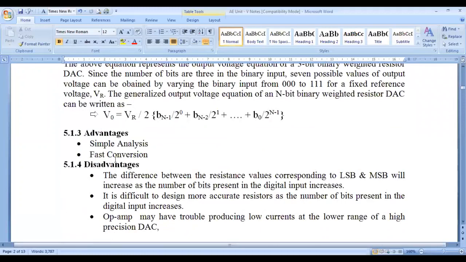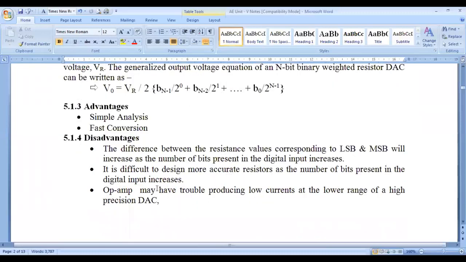Advantages of this method: very simple, fast conversion is available. Disadvantages: when I increase the number of bits in the digital input, the difference in the resistance values corresponding to LSB and MSB will increase. That means resistance values will not be uniform when I increase the number of bits. Moreover, it is very difficult to design accurate resistors for an increasing number of bits.